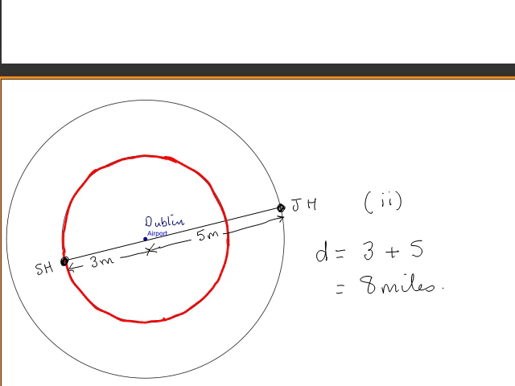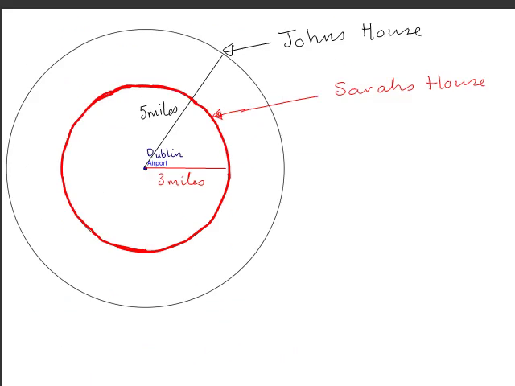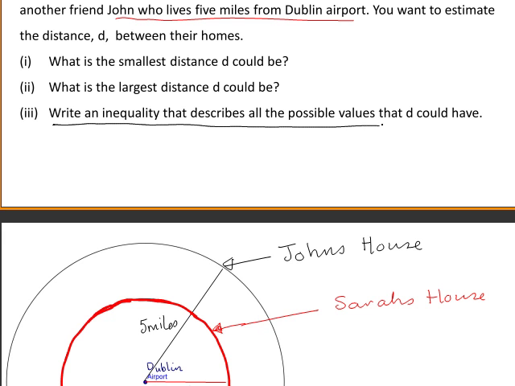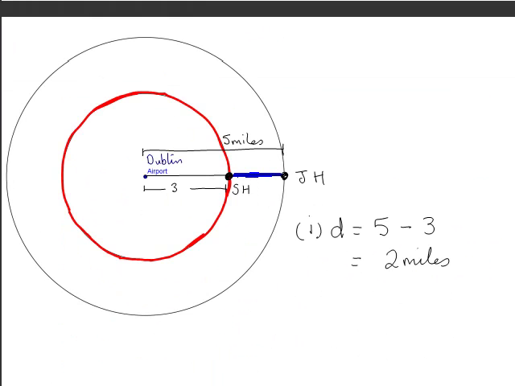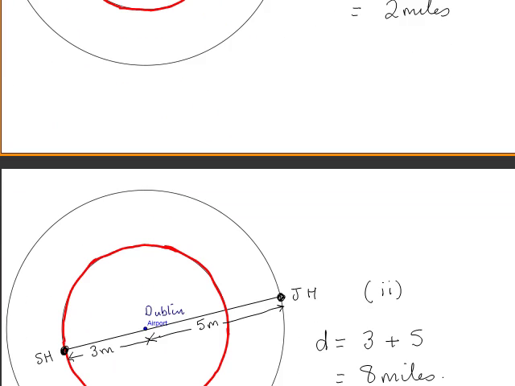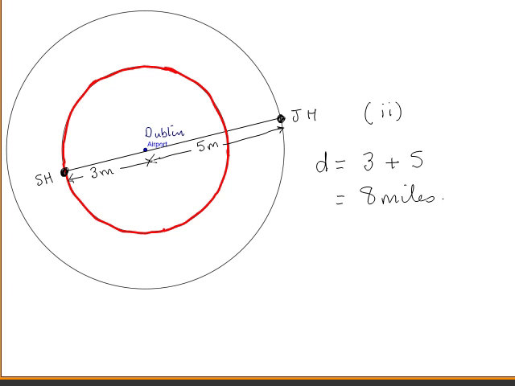Now in part three of the question, we were asked, so we'll just look back, to write an inequality that describes all the possible values that d could have. So we saw for the answer for part one, the shortest distance that d could be is 2 miles. And in part two, we saw that the largest distance d could be is 8 miles. So then we know that d is any distance that is greater than or equal to 2 miles and less than or equal to 8 miles. So we can write this then as d, the distance between John's house and Sarah's house, is anywhere between 2 miles and 8 miles.